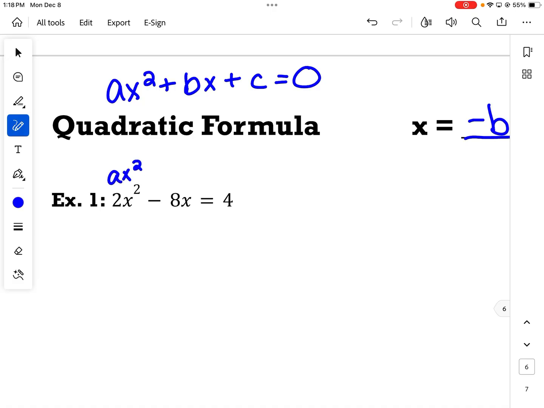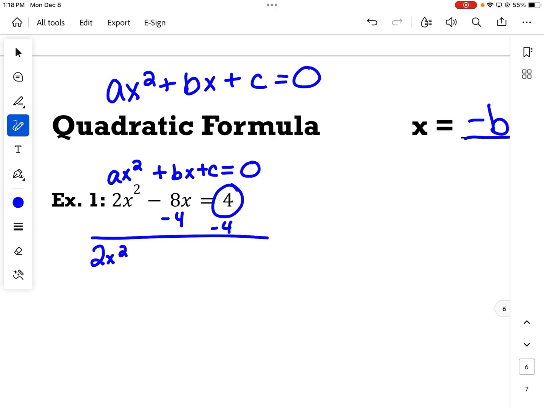So this is ax squared plus bx. It doesn't have c though on the right side, on the correct side. How do I move this 4 over? Subtract it. And we can't actually combine it, so we're just going to write it like this: 2x squared minus 8x minus 4 equals 0.